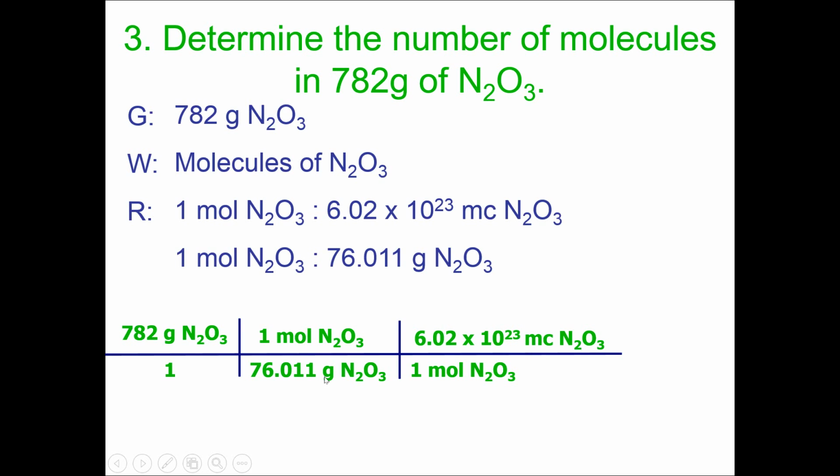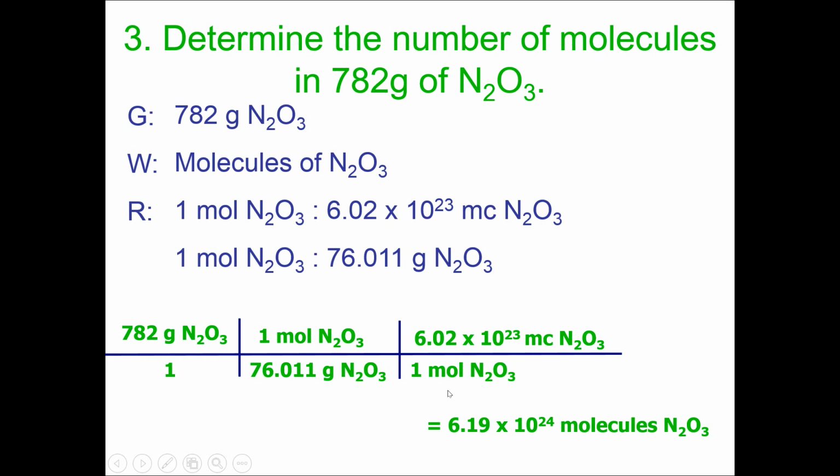Double check and make sure all of your units cancel out diagonally. They do. We're left with molecules of N2O3. Oh, good. We wanted molecules of N2O3. Now for your calculator. You can type in 782 times 6.02 EE23 divided by 76.011, and we get 6.19 times 10 to the 24 molecules of N2O3. This is rounded to 3 significant figures.